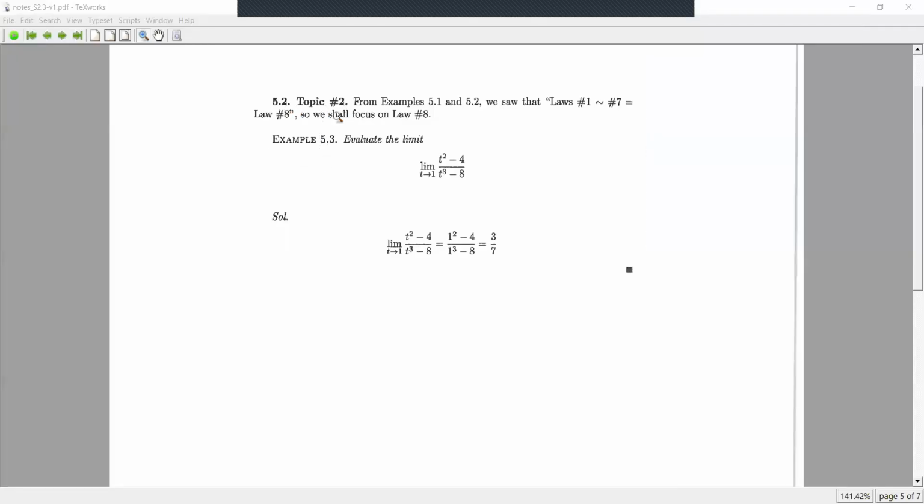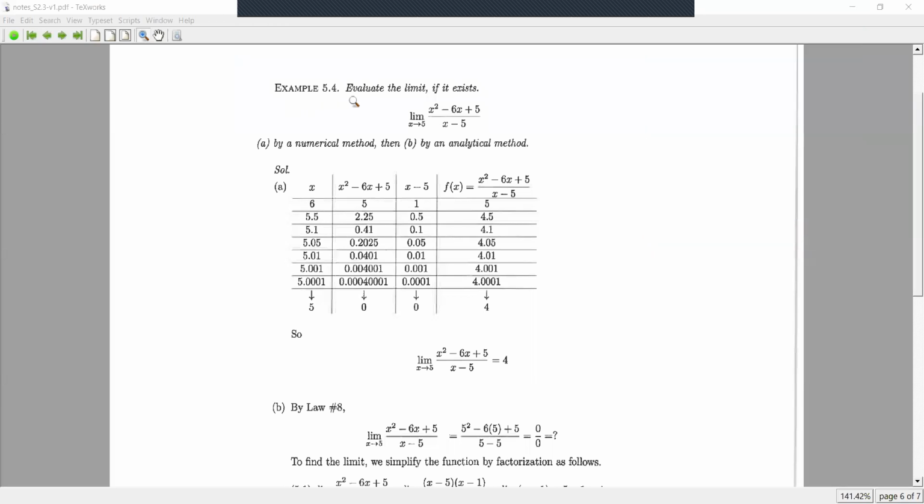Example 1, under the topic number 2. Evaluate this limit. The solution is simple by direct substitution. To find this limit, directly plug in the number 1 in t. Then we have this number. This number is 3/7. So as t approaches the number 1, this function will approach 3/7.